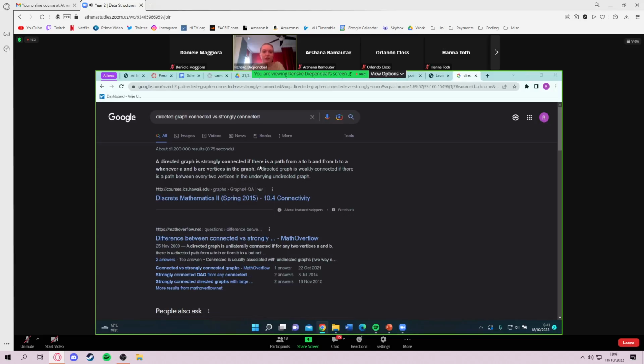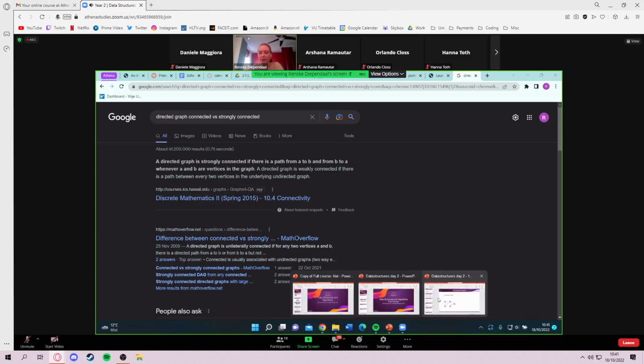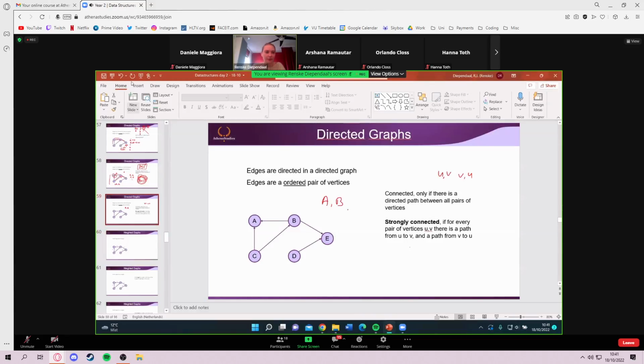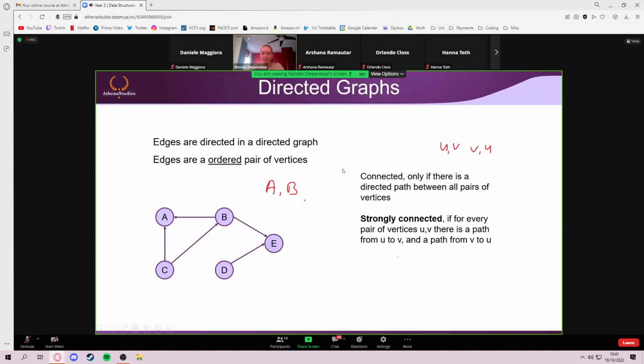Okay, so it says here it's strongly connected if there's basically a directed path. So let's go back to this one. This is just a mistake in my slides. Connected if there's a path between all pairs of vertices, and it's only strongly connected if there's a directed path, basically.